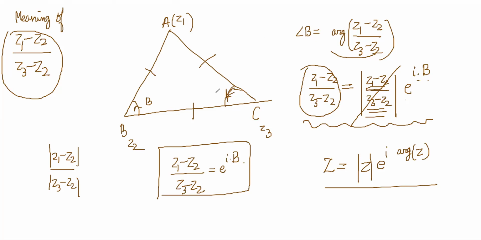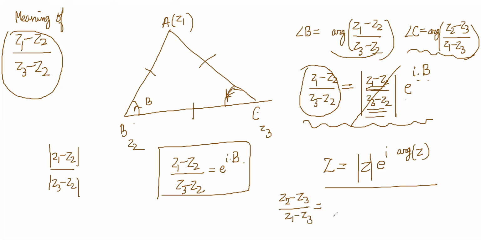So argument angle C will be what? Angle C will be the argument of Z2 minus Z3, which is the more anti-clockwise side, and Z1 minus Z3 is the less anti-clockwise side, right? So we can write the complex number (Z2 minus Z3) by (Z1 minus Z3) is equal to its mod, and the mod of that is 1 because mod of this by mod of this is 1, times e power i C.